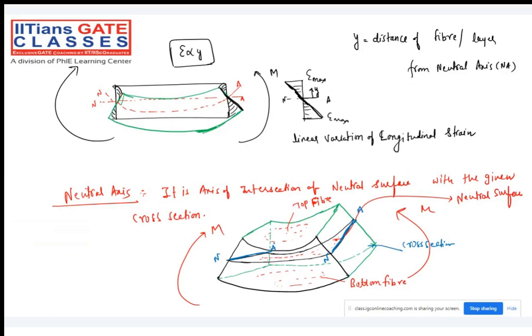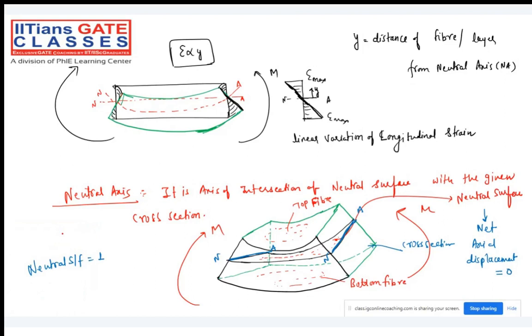If I ask you how many neutral surfaces are there? One. How many neutral axes are there? What will be the answer? What is the meaning of neutral surface? The neutral surface is where the net axial displacement will be zero. There will be only one neutral surface. But how many neutral axes?